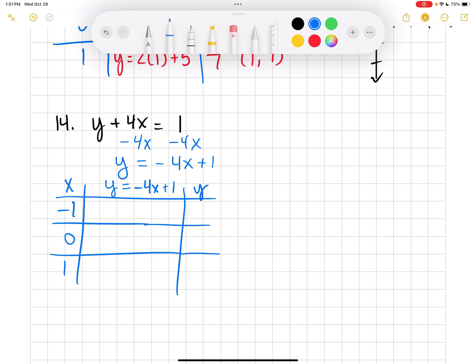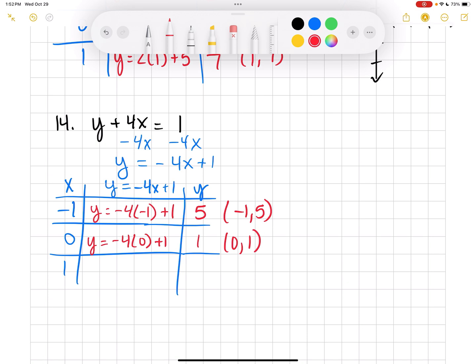All right, so I'm going to plug in these numbers. So y is equal to negative 4 times negative 1 plus 1. So what do I get when I do that? You get 5. So this point is negative 1, 5. Plug in 0. y equals negative 4 times 0 plus 1. What do I get when I do that one? 1. So 0, 1 is that point.